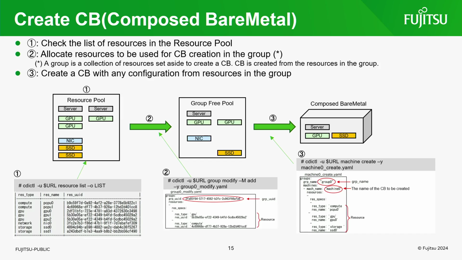And then we create a composite bare metal with any configuration from resources in the group. To do this, we use the CDI control machine create command. In this case, we specify a machine configuration YAML file. This is a machine configuration YAML file, and we specify the group name, machine name, and which resources are combined into the server. In this case, one compute server, one GPU, and one storage. So we can create a composite bare metal server.